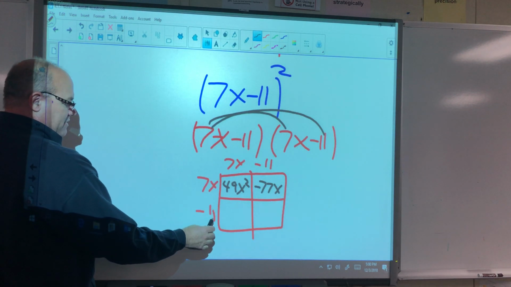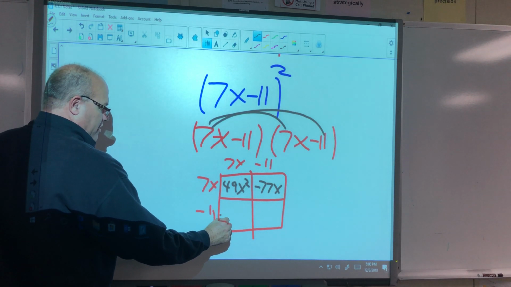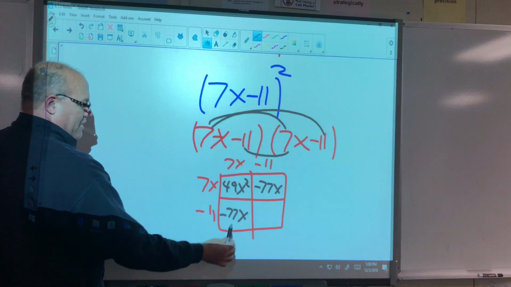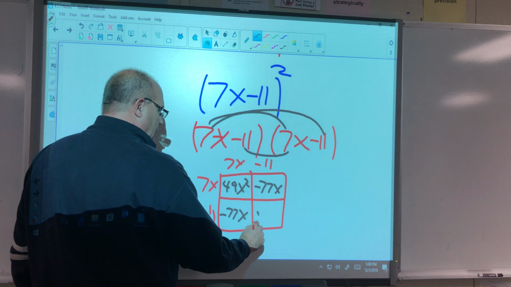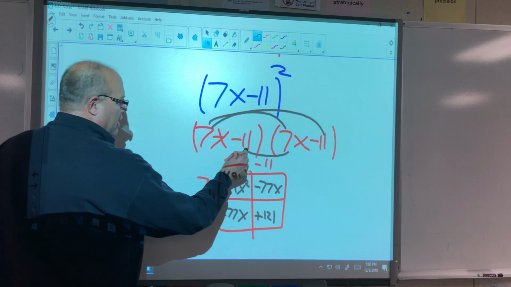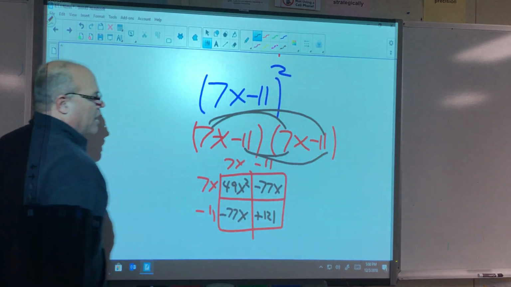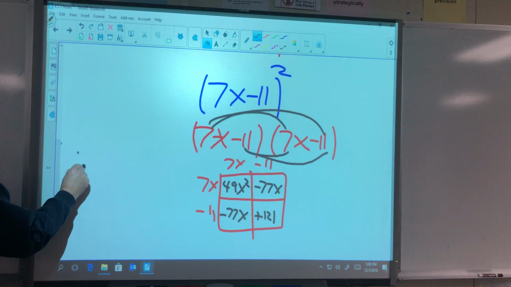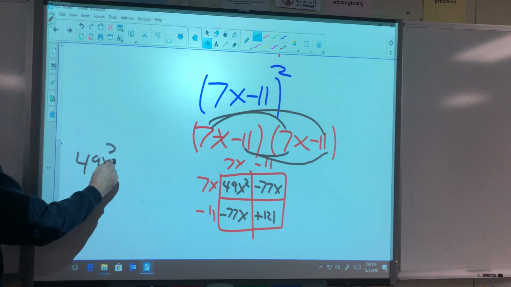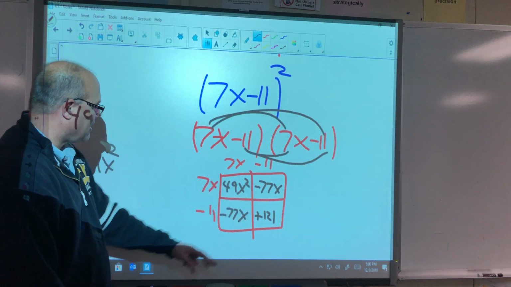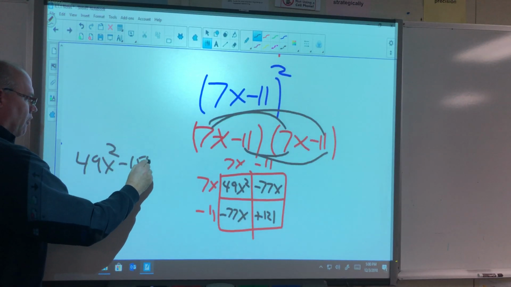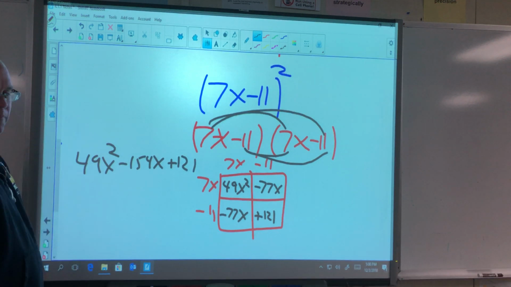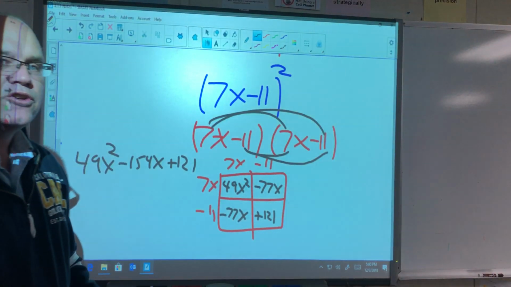Then it's 7x times negative 11, which is another negative 77x. That would be this one right here. And then negative 11 times negative 11 is positive 121, which would have been this rainbow there. So now we write it out. I'm going to have 49x squared minus 154x plus 121. Okay?